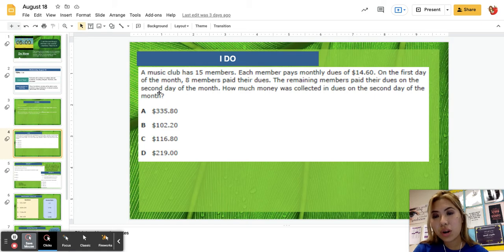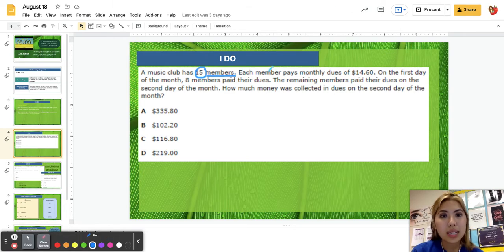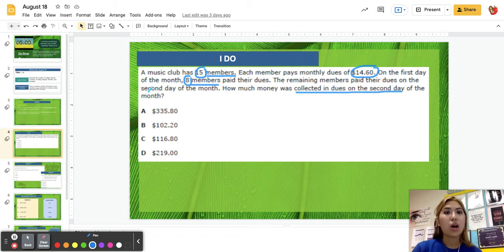And then for this problem, this is the I do. A music club has 15 members. Each member pays monthly dues of $14.60. On the first day of the month, 8 members paid their dues. The remaining members paid their dues on the second day of the month. How much money was collected in dues on the second day of the month?